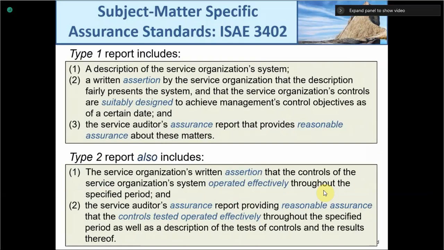And then, still under ISAE, we have the Type 1 and Type 2 reports. The Type 1 report includes the description of the service organization's system, and there is a written assertion by the service organization that the description fairly presents the system and that the controls are suitably designed to achieve management's control objectives as of a certain date, and the service auditor's assurance report that provides reasonable assurance about these matters.